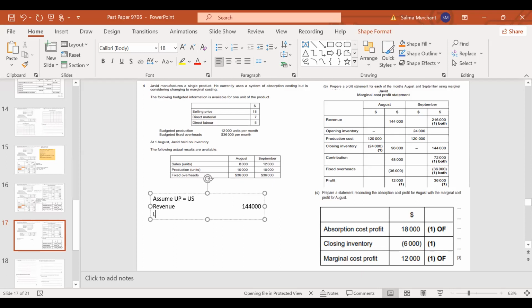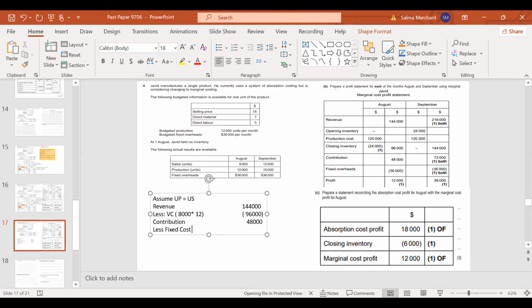Less variable costs. Variable cost also you will take of 8,000 units. 8,000 into 12 will become how much? 96,000. Sales minus variable cost will give you what? Contribution. Contribution how much? 48,000. Minus fixed costs, 36,000.